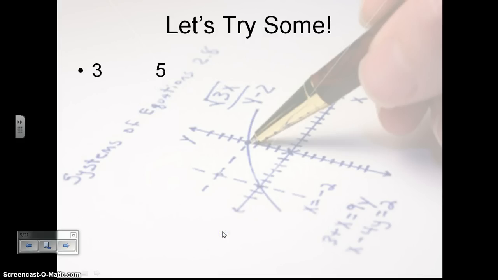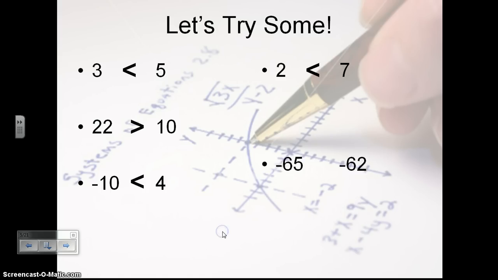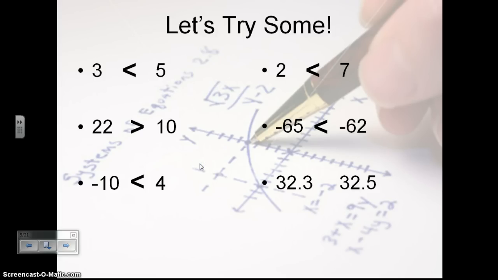Let's try some. We have 3 and 5, so 3 is less than 5. 22 is greater than 10. Negative 10 is going to be less than 4. 2 is less than 7. Negative 65 is less than negative 62, because remember, negative 62 is closer to 0. And 32.3 is less than 32.5, okay, because of the decimal.